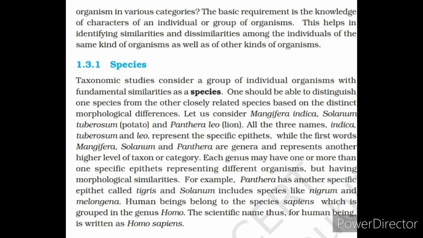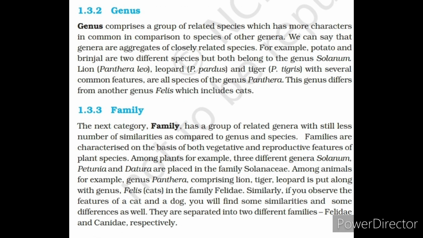Each genus may have one or more than one specific epithets representing different organisms, but having morphological similarities. For example, Panthera has another specific epithet called tigris and Solanum includes species like nigrum and melongena. Human beings belong to the species sapiens, which is grouped in genus Homo. The scientific name thus, for human being, is written as Homo sapiens.